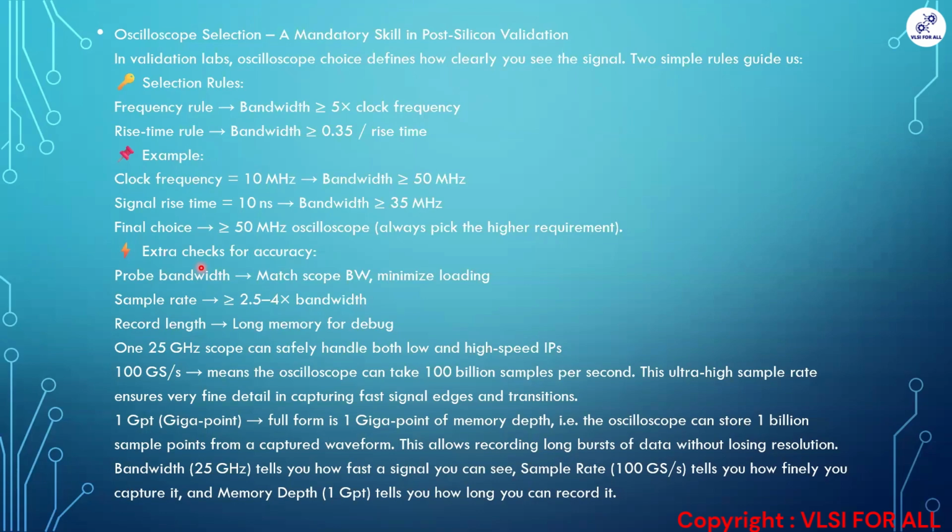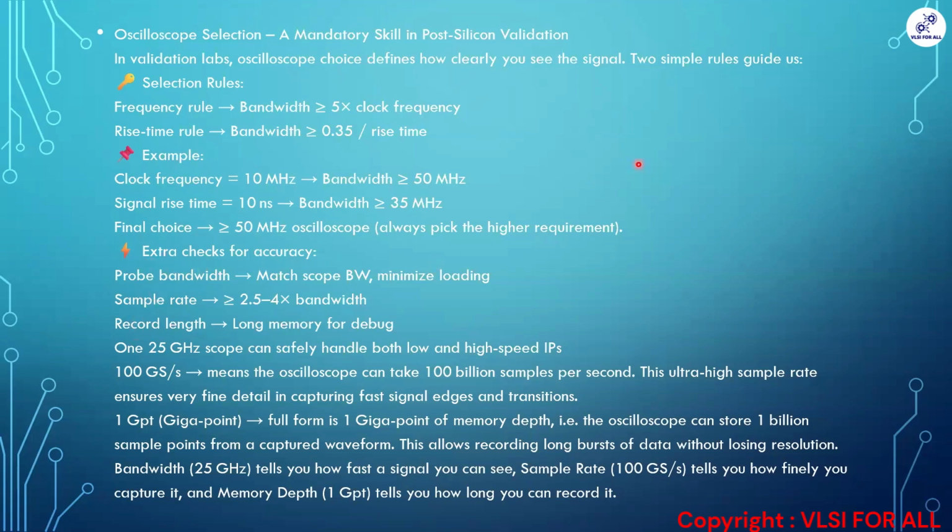A 25 gigahertz scope can safely handle low speed and high speed, as we discussed previously. If we use a high bandwidth oscilloscope for low speed IPs, it's fine, it's good. But for high speed IPs, if you use a low bandwidth one, it will attenuate the signal, and we have seen the other losses or violations, right? So we have to make sure we are using the right oscilloscope.